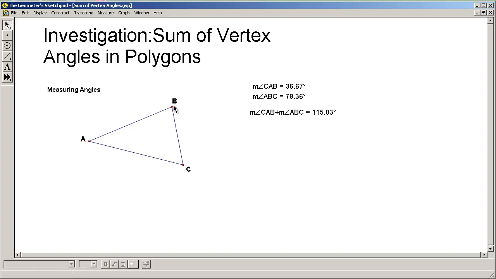Now the last thing to do is to measure the angle at vertex C, and so I'm going to select B, C, A in that order, measure, angle, and I see I've got all three angles.